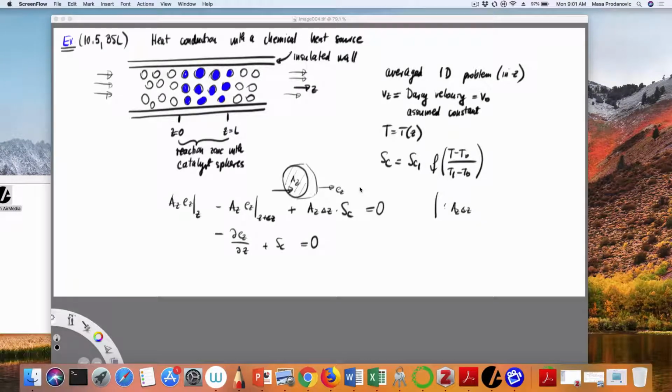So last time we started an example that's going to have a chemical heat source. What we have is an insulated tube. That tube is full of spherical particles. The reason we have spherical particles is that they increase the surface area for any type of reaction you'd like to have. So in this middle section, which is of length L, we have a reaction zone that has spheres with catalyst surfaces.